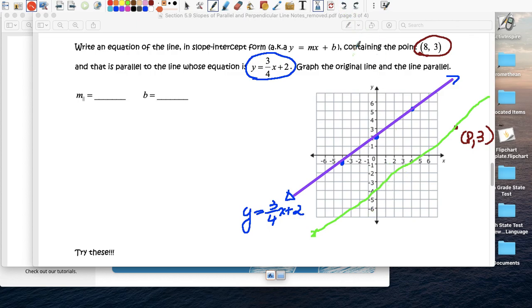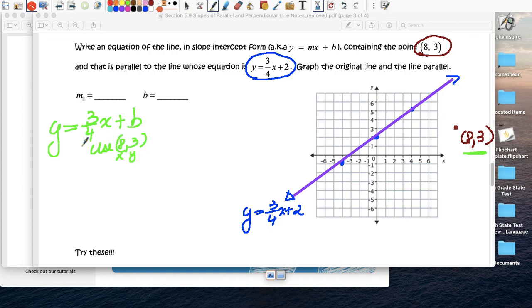So let's start writing the equation. y equals, of this new line that's parallel to the purple one that I'm about to create. What do I know about it? Well, I know that it goes through (8, 3), and because it's parallel, it shares the same slope. So the slope is going to be 3/4 x. What's my y-intercept? I don't know yet, so I'm going to write b. Let's use one point that we know about this new line, and the only point I know is (8, 3), so I'm going to use (8, 3).